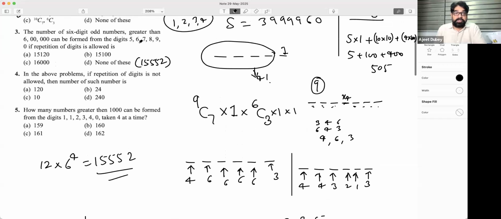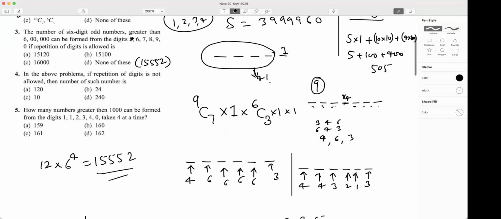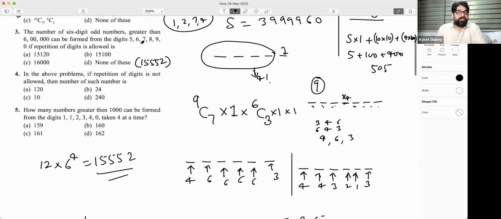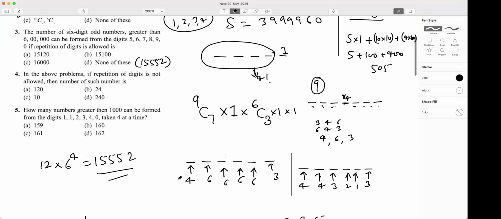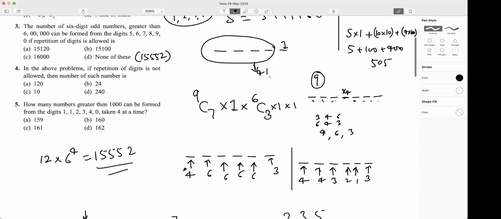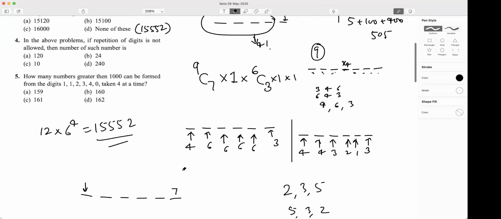Anything except 6 I cannot fill. We cannot fill 6, so we can't fill 0, 5, and 7. No, sorry, greater than 6. So 7 I can fill, no problem. 5 I cannot fill here. Sir, we can't fill 7. Repetition is not allowed. We already used 7.